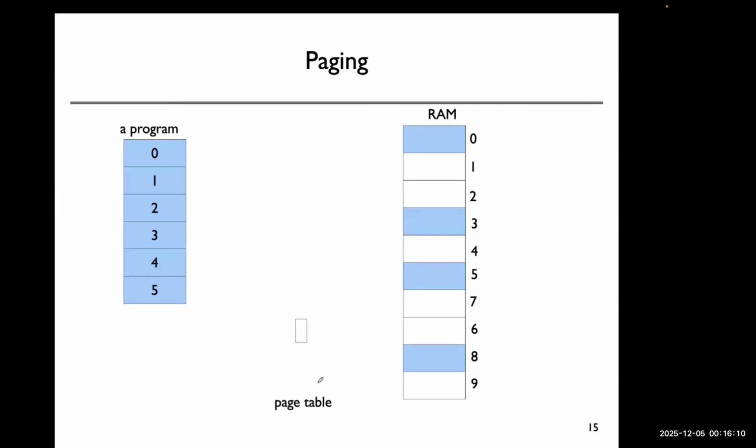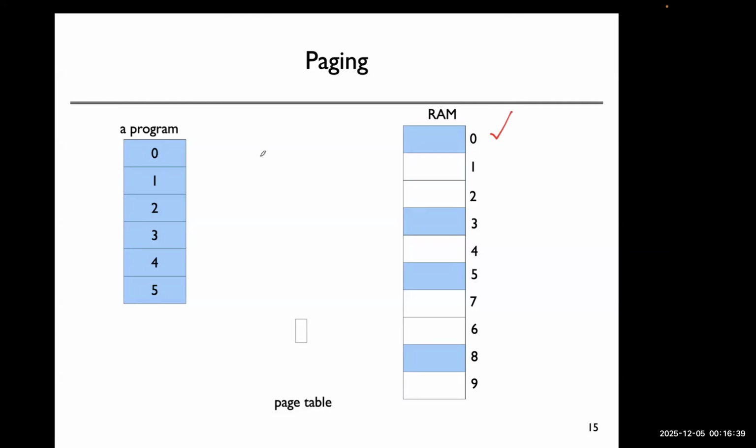So what we do here is, after we have divided our physical memory into frames, let's say that some frames are already occupied. Those frames which are already occupied are shown in blue color, and the ones which are not yet occupied are shown in white color here.